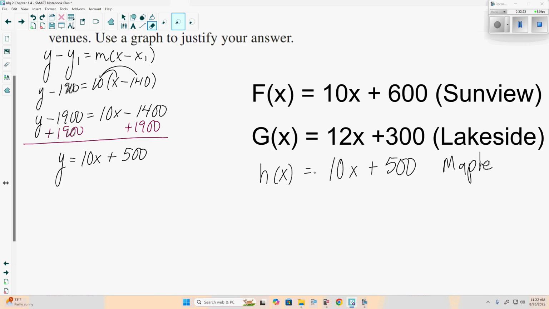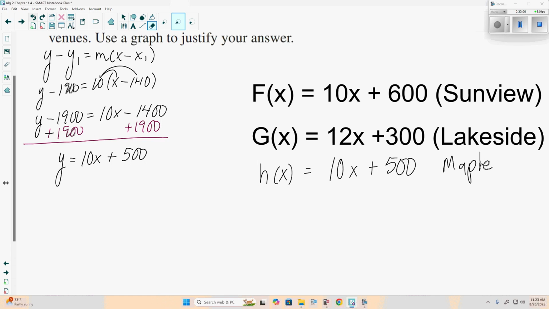Okay. Questions on how we found the equation of y? We feel good with this here? Okay. Now the question is asking us, how many students must we have for Maple to be cheaper than the other two? Well, Sunview and Mapleview have the same slope. They're charging the same amount per student. Yes? So in geometry, or even in algebra, we would say that these two lines are parallel because parallel lines have the same slope. Yes?